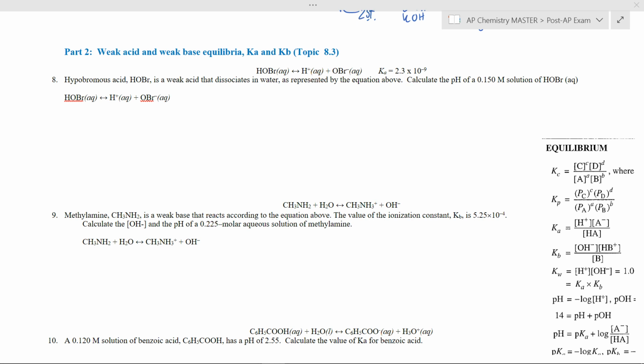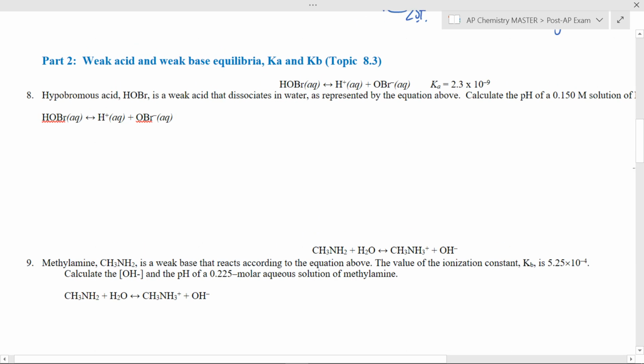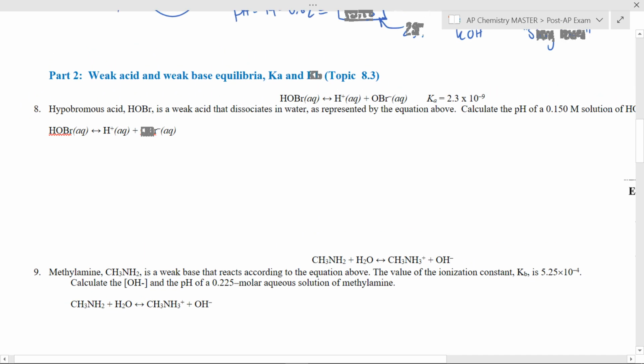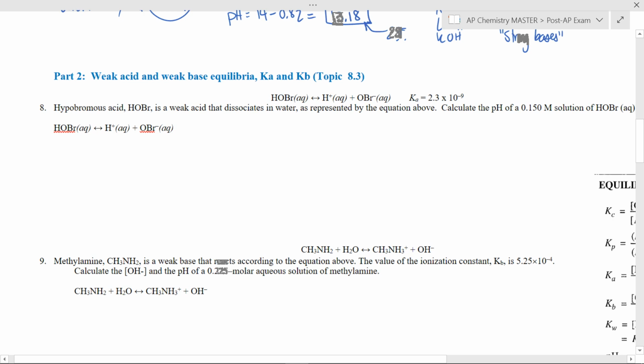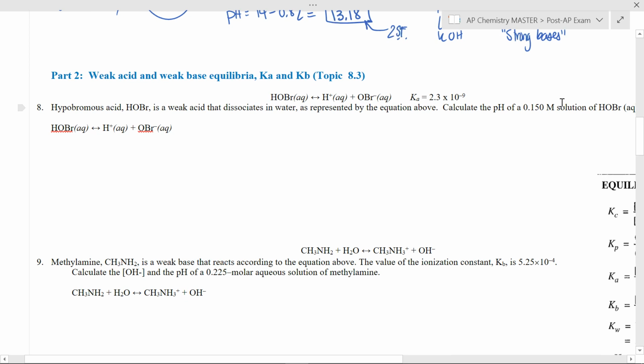So this first problem here, we've got hypobromous acid. It's a weak acid that dissociates in water. Notice we have a Ka value given. K is less than 1. That's how we know it's a weak acid. And we want to find the pH of a 0.15 molar solution of HOBr. So to find the pH, what we really need to know is how many hydrogen ions this acid makes.